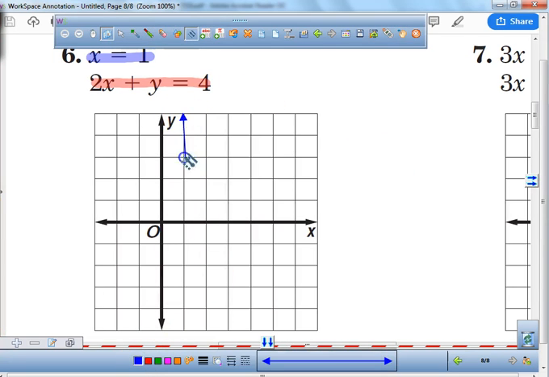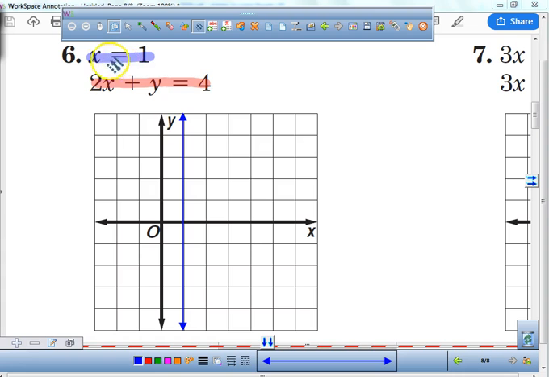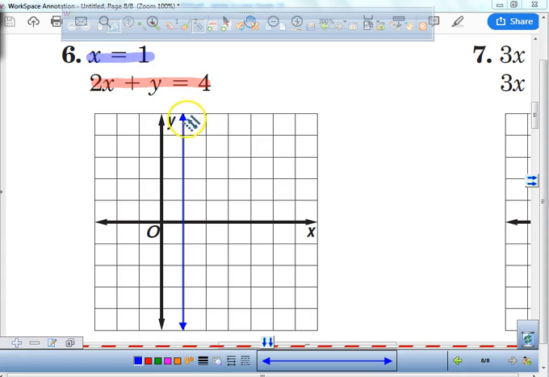X equals 1. X equals 1 is a vertical line. The slope is undefinable, so it's undefined. Anytime it says x equals, what kind of line are you going to have? You're going to have a vertical line. If you don't know that, type it into Desmos.